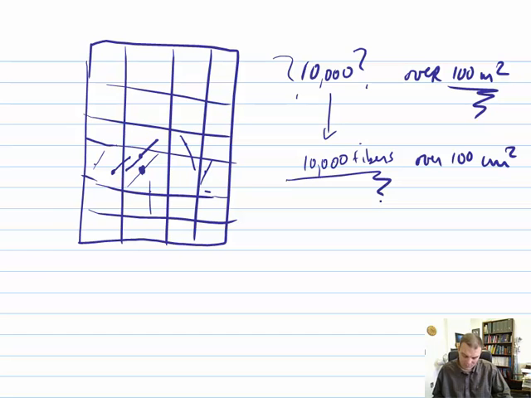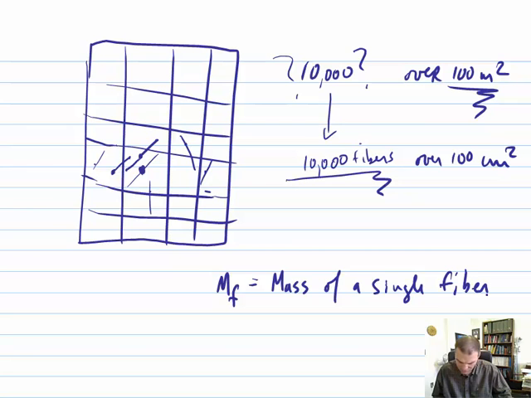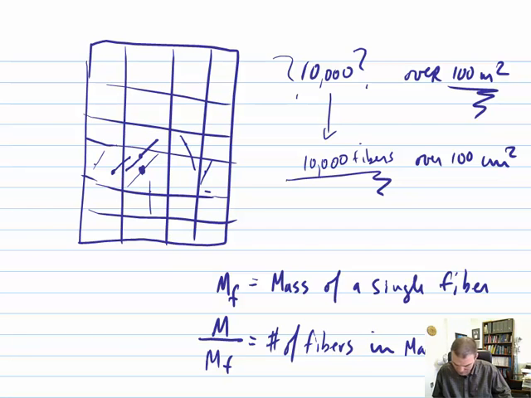Now if we begin to think about this, there's a lot of different ways that we can do this, but the simplest way is we go out and determine the mass of a single fiber. So if we know m sub f equals the mass of a single fiber, and for simplicity right now let's assume all the fibers are the same, then if we take the total mass divided by the mass of the fiber, that would equal the number of fibers in mass m.